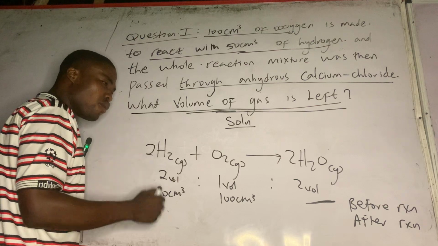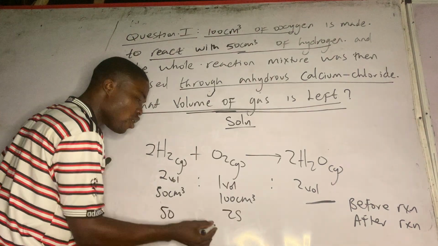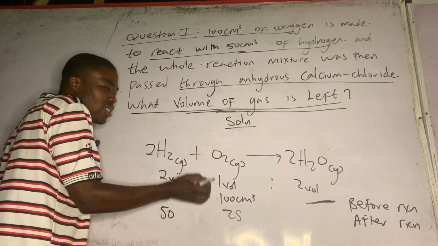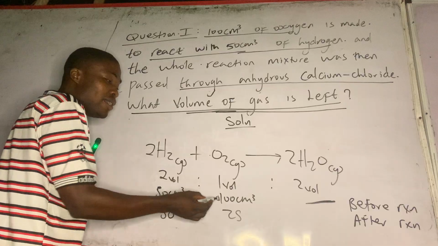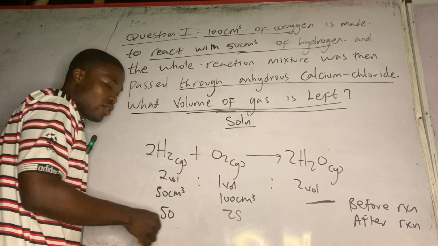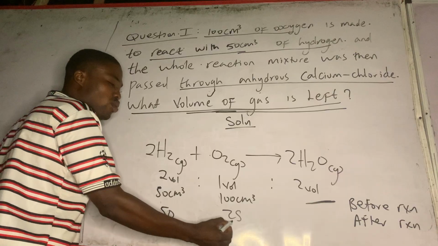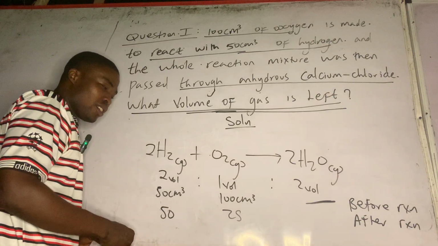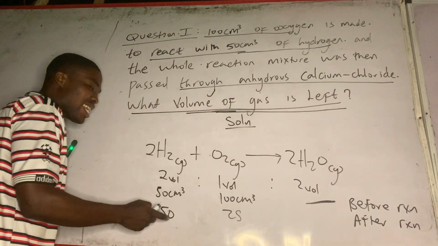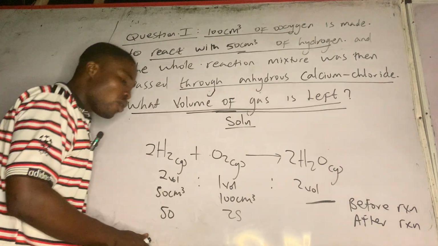And come to think of it, if 50 of hydrogen requires 25 after reaction, what was given for oxygen? Is it up to 25? Yes, and even more. It means that oxygen is in excess and hydrogen is limiting, because 50 has to react with 25, and what was given for oxygen is way above 25. So the limiting reactant usually determines the ratio.